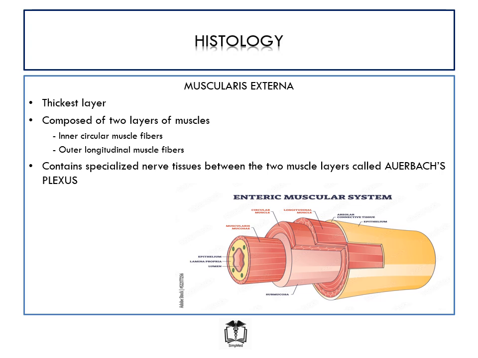Let's move on to the muscularis externa. This is the thickest and third layer of the small intestine. It contains two layers of muscles. These are the inner circular muscles and the outer longitudinal muscle.